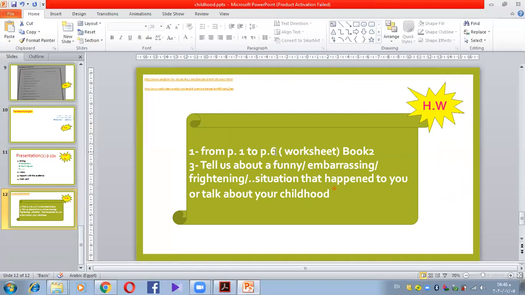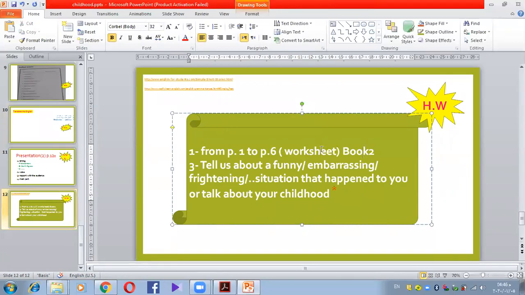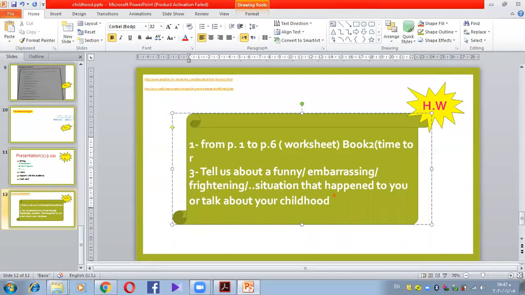And don't forget, guys, we are in book 2. Book 2 in the workbook or worksheet. It starts from the second half, so it will be exactly the middle of the book. You will find page 1, and its title will be Time to Remember, so as not to forget. Time to remember, from page 1 to page 6.